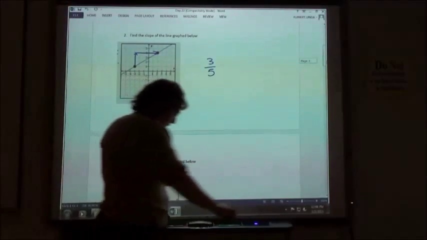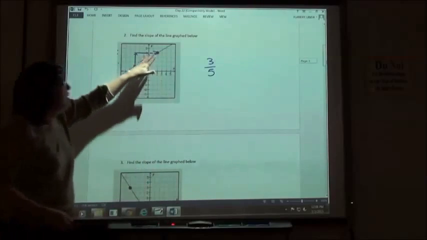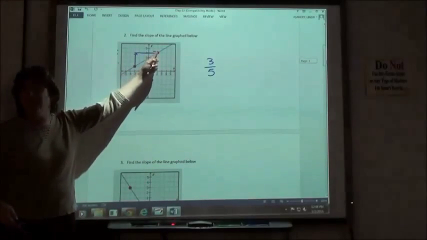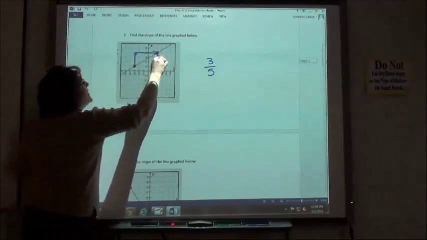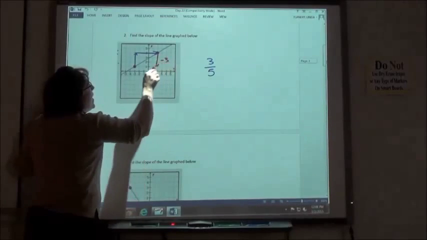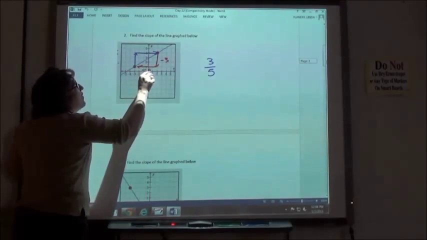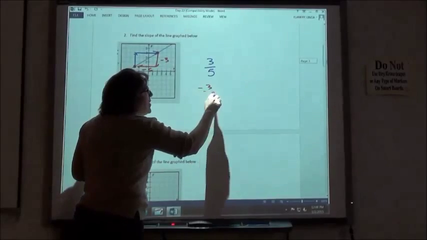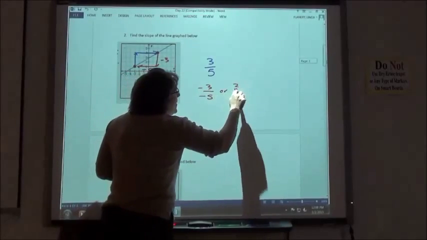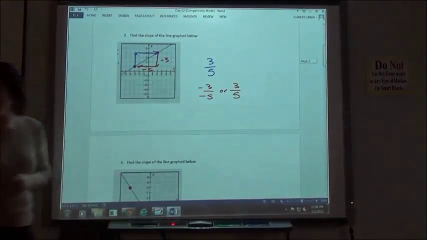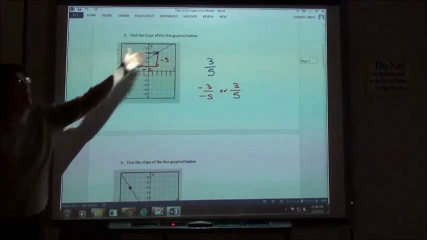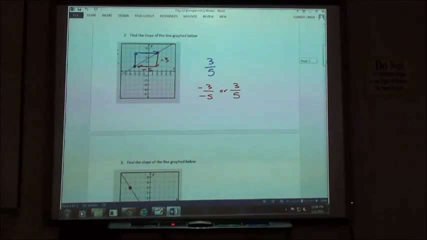Now, just for fun, if I would have done this the opposite way and started at this point, I would have gone down 3 and backwards, or to the left 5. And if I have a -3 over a -5, I still get that positive 3/5 slope. That's why I always like to go from left to right. Not that you can't go the other way.